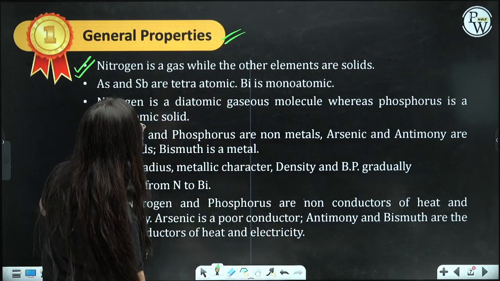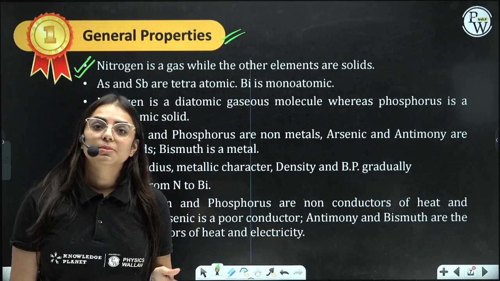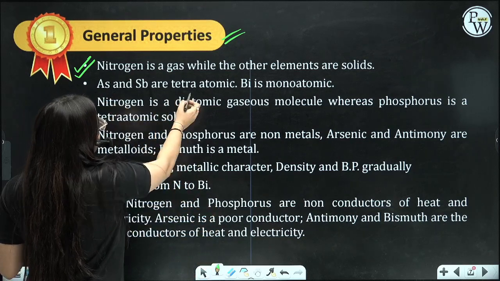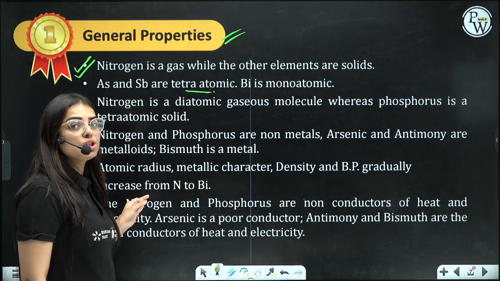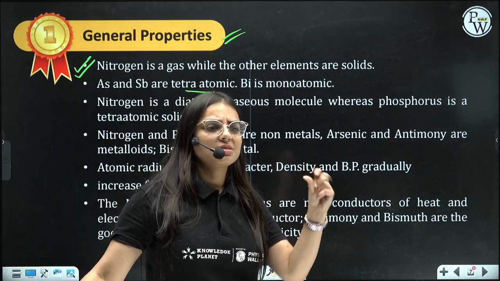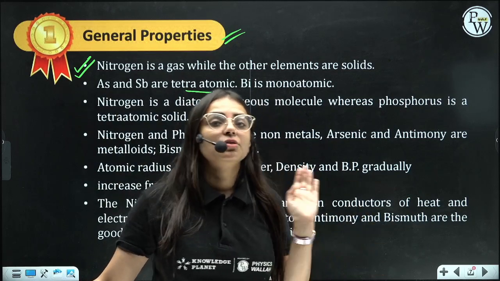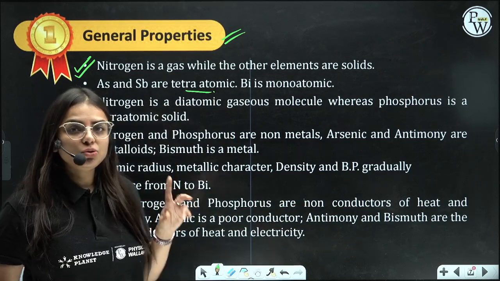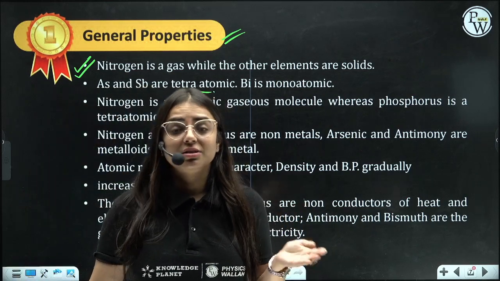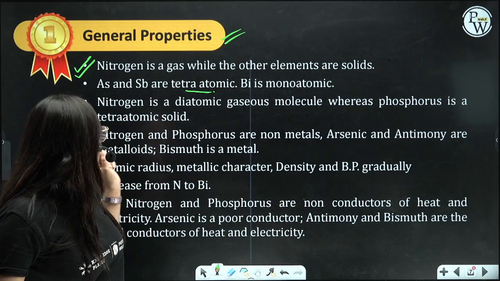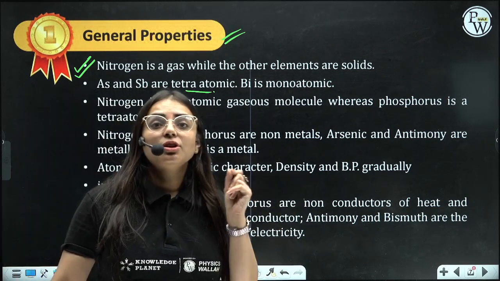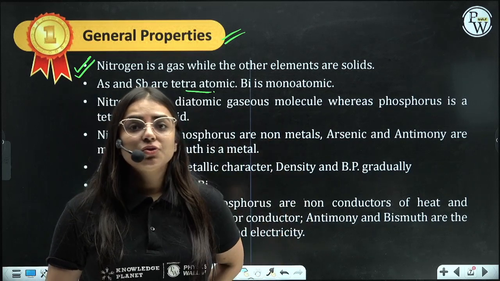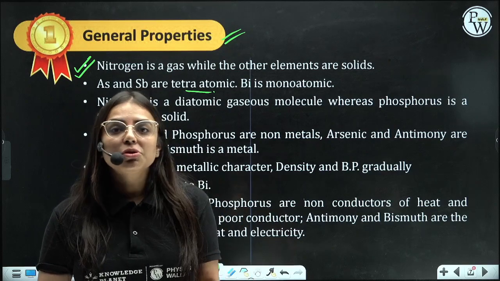Okay. Starting with, I told you nitrogen is a gas while other elements are solid in nature. Moving forward, arsenic and antimony are tetraatomic, and bismuth is monoatomic. Mono means it is a single atom, and tetra means it is combining with 4 atoms. Nitrogen is diatomic, that means N2, 2 nitrogen atoms. Whereas phosphorus is tetraatomic again. Remember, nitrogen is a gas, while other elements are solid in nature. Phosphorus, if it is tetraatomic, what is tetra again? 4, no? So, it is P4.